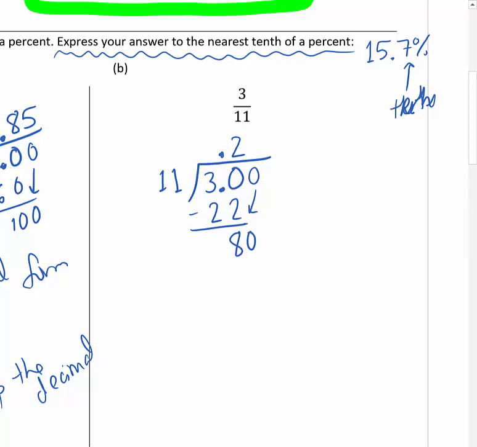Yeah, and this is kind of tricky because you've got to know when to stop dividing and start rounding. So we'll go a little further and talk about it. How many times does 11 go into 80? I just have to guess. I think 11 times 7 is 77, but 11 times 8 is too big, so I'm going to go 7.